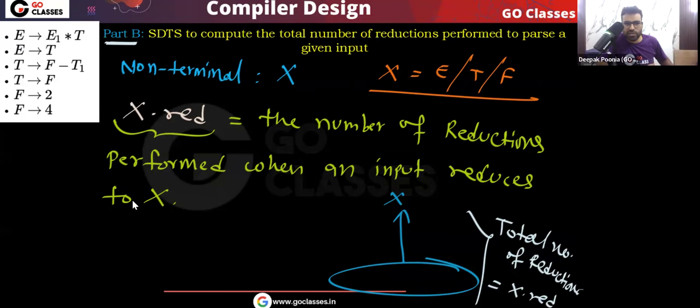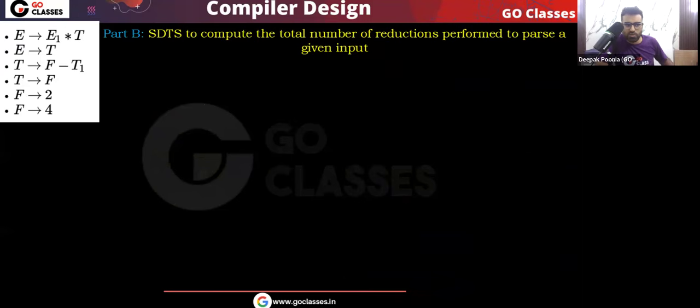And what do we need to calculate? We need to calculate e.red. So what are we going to do now? It is very easy, it is very common sense. With every production rule, let's write the semantic action. The semantic action that we write, we will keep in mind that we need to calculate the total number of reductions. First, let me write all the productions.